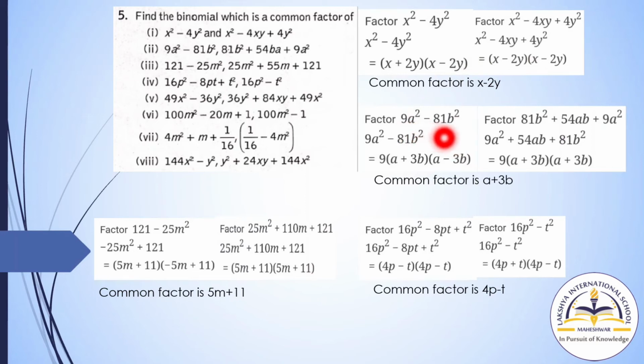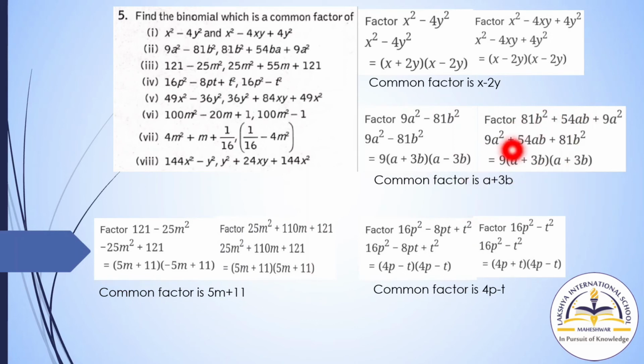9a square minus 81b square, question number 2. Again we have to find the factors by using the identity, and one more expression is given, that is a plus b whole square, which means a square plus b square plus 2ab. According to that you have to find out their factors.